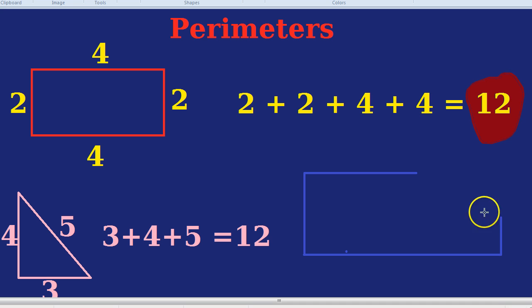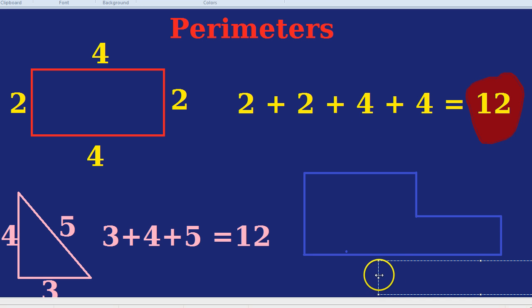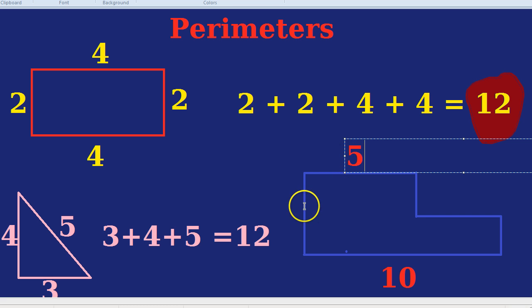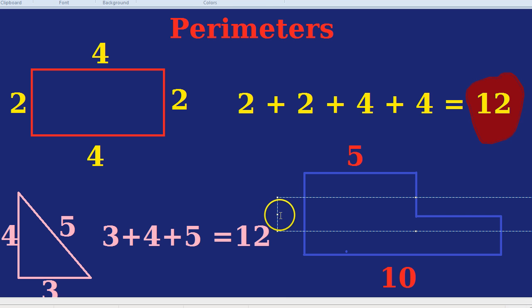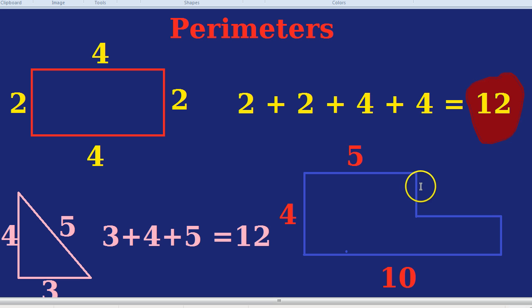Then it starts to get interesting, because imagine we have a shape now beginning to look like this. This is what's called a compound shape. You can see it's made up of more than one shape. To me it looks like 2 rectangles joined together. If we had the information that this side was 10, this top side is 5, this side here is 4, and this little side here is 1, what is the perimeter of that shape?